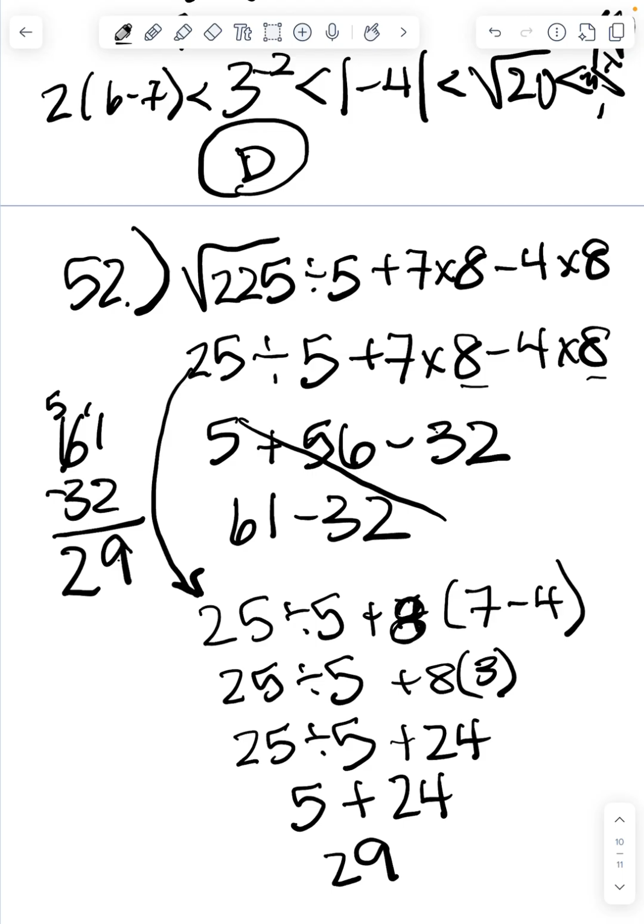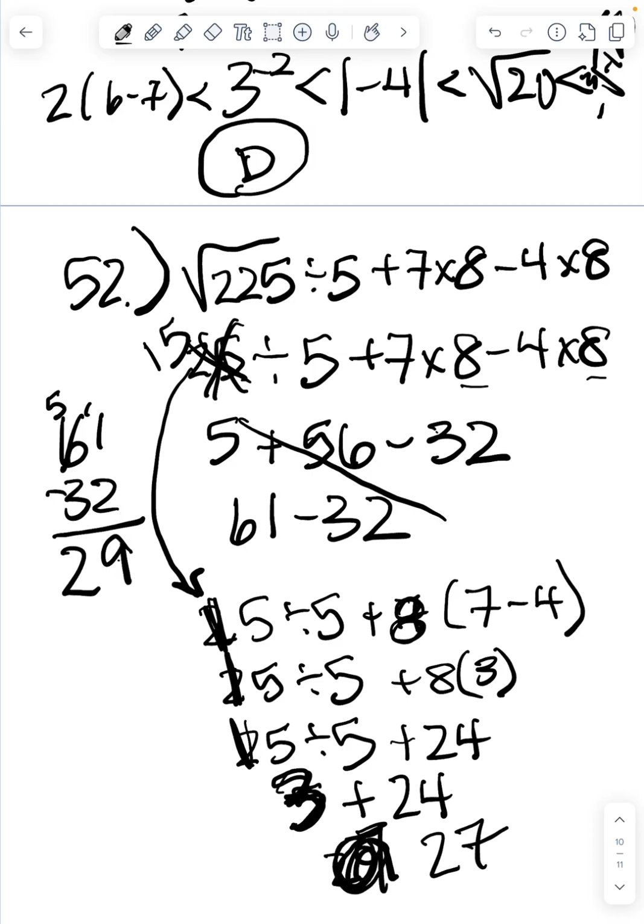What am I missing here? Oh, my word. If anybody's watching this, you're like, come on, Miss Audrey, this is 15. Okay, so that's going to change everything. 15 divided by 5 is 3. 24, 25, 26, 27. 27 is what you should have gotten, which means that's not on the list.